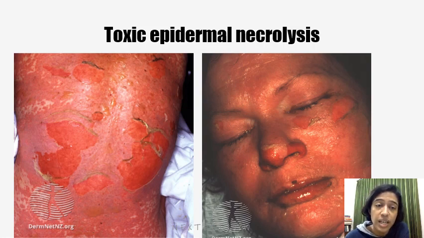So this condition has a high mortality rate. And in this kind of condition, of course, this requires ICU care in most cases, temperature regulation because of vast, more than 30% body surface area involvement, monitoring fluid intake and output as well. Protein intake is very important, and kidney functions should be monitored as well.